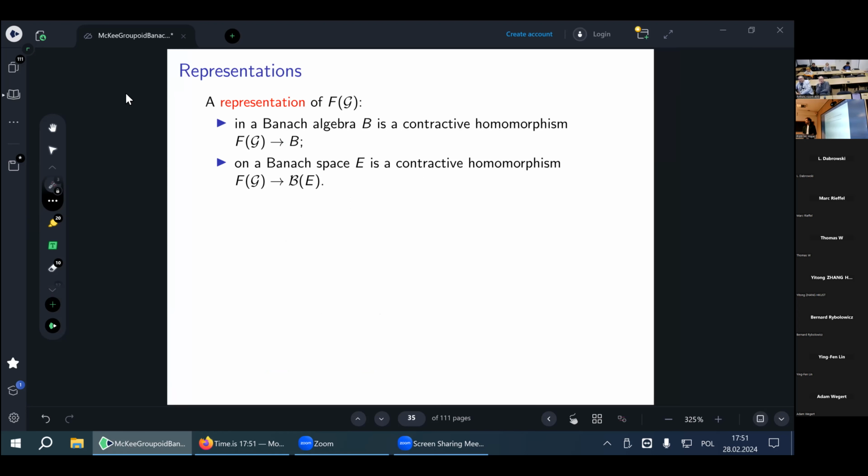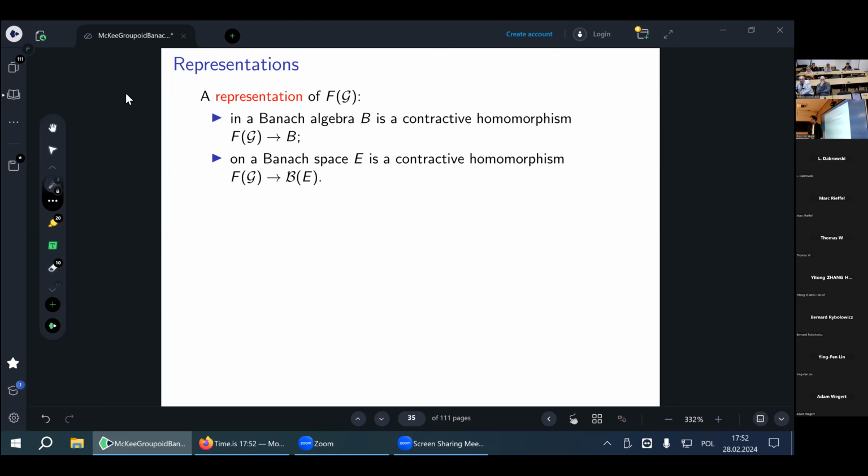So now we have a norm on C_c(G), we can talk about representations of it. A representation in a Banach algebra B is just a homomorphism which is contractive for this max norm that I just defined before. Or if you want, we can do this starting with a space E. We're also interested in representing this thing as acting on a space E, so that's why I wrote this definition as well, particularly when E is L^p of some measure, for example.